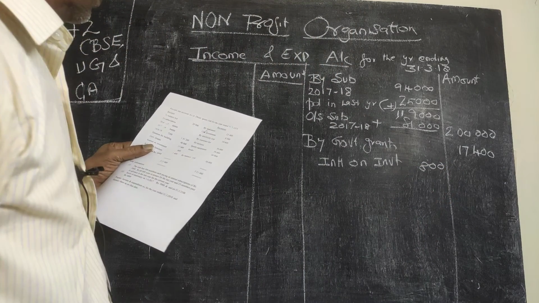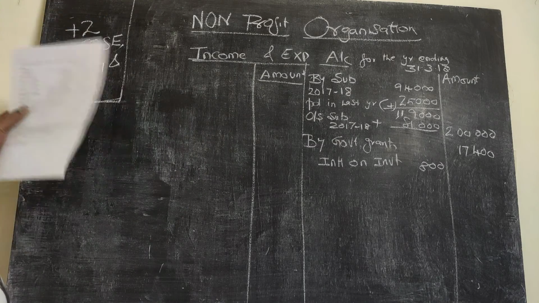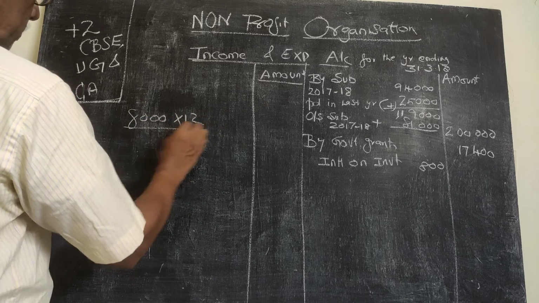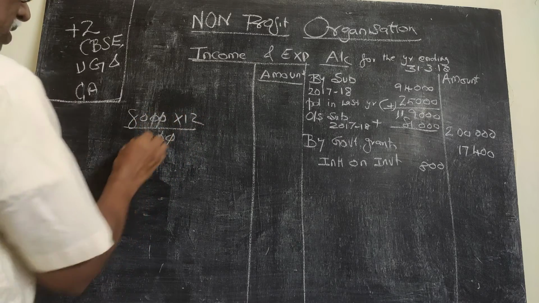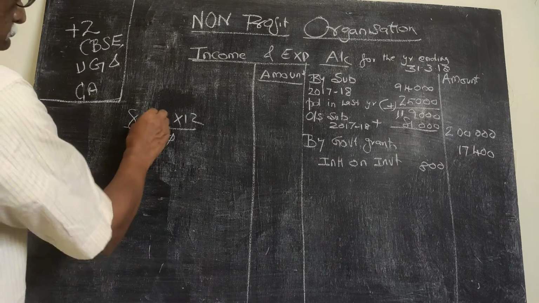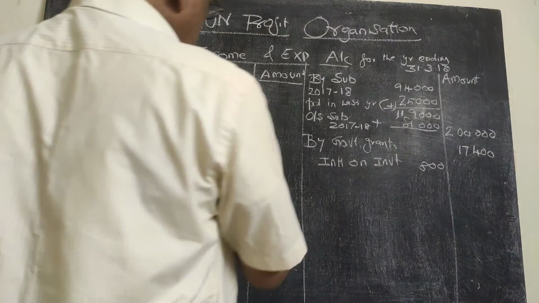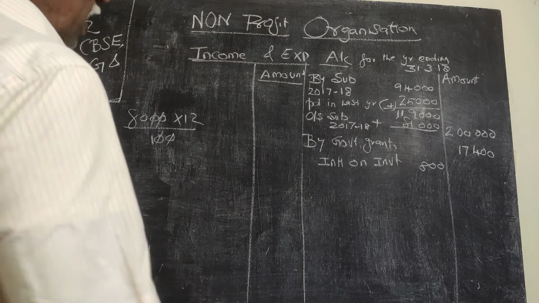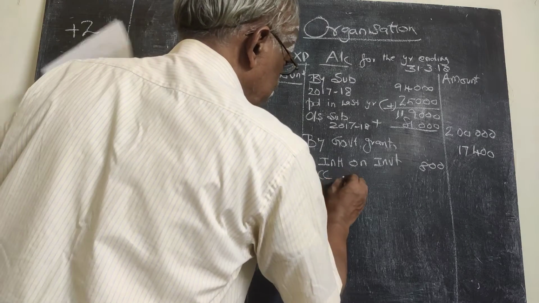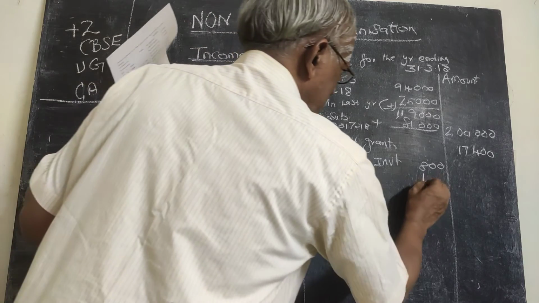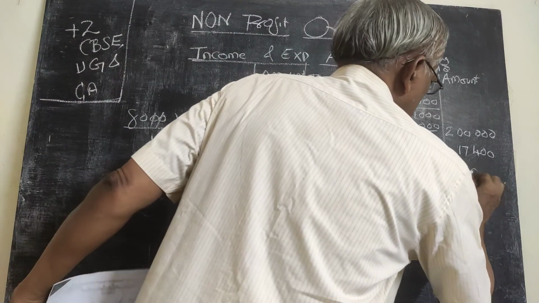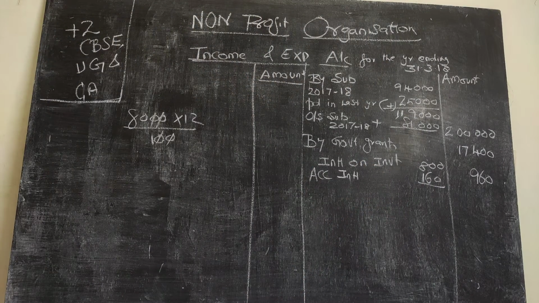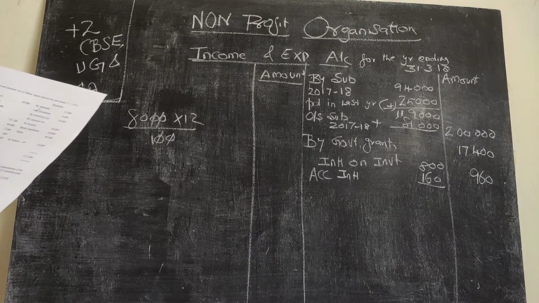On the payment side, there is a mention that 12% investment is 8,000. Investment 8,000 at 12%. Assuming that the investment is made on the first day, the total interest due is 960. So I am assuming that the investment is made on 1st April. So I take accrued interest as 160. So the total amount I am showing as 960. Here it is an assumption because the problem is silent. When they made the investment is not given.